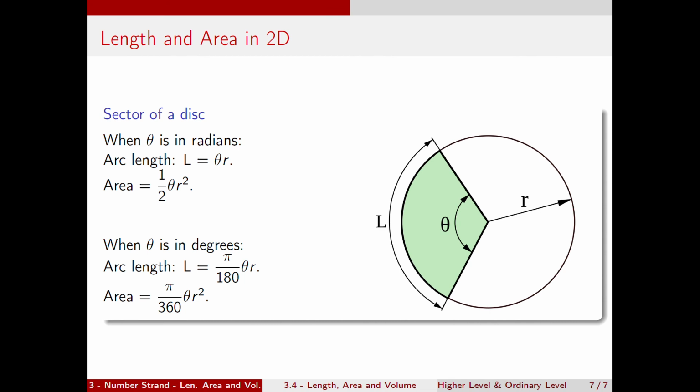And if theta is in degrees, the arc length L is equal to pi over 180 times theta times r. The area is equal to pi over 360 times theta times r squared. All we are doing in the arc length and the area to change from radians to degrees in both cases is multiplying by pi over 180. The reason the area is now pi over 360 is we have pi over 180 by a half, which gives us pi over 360.